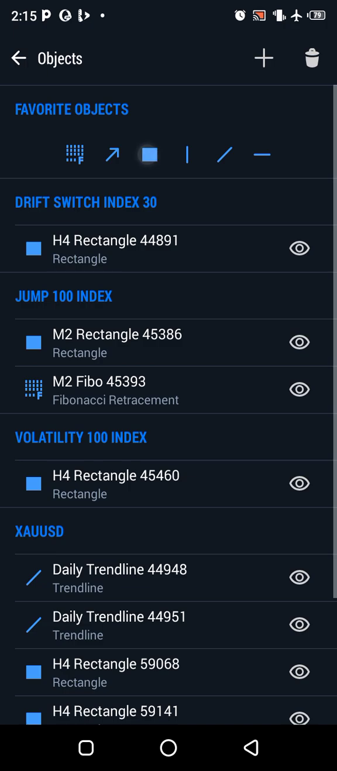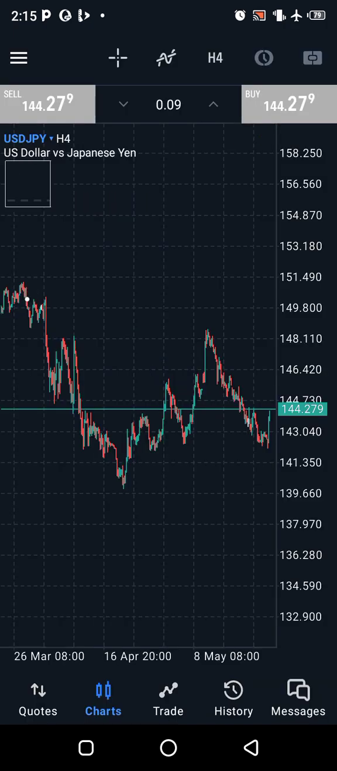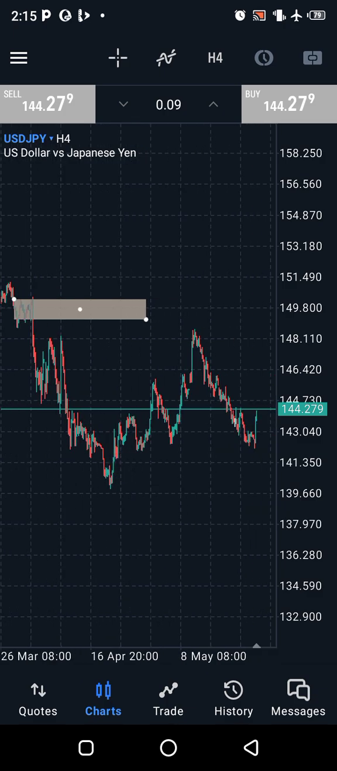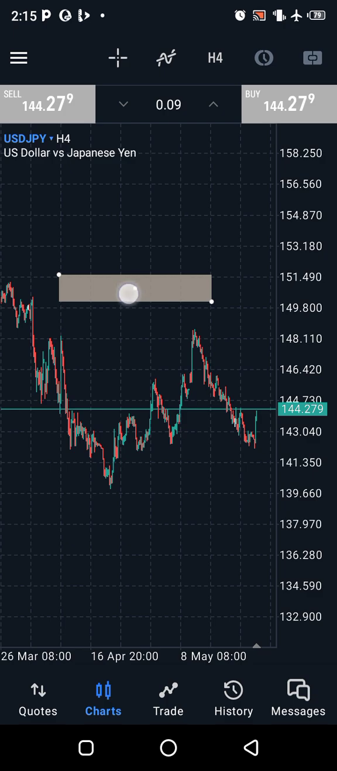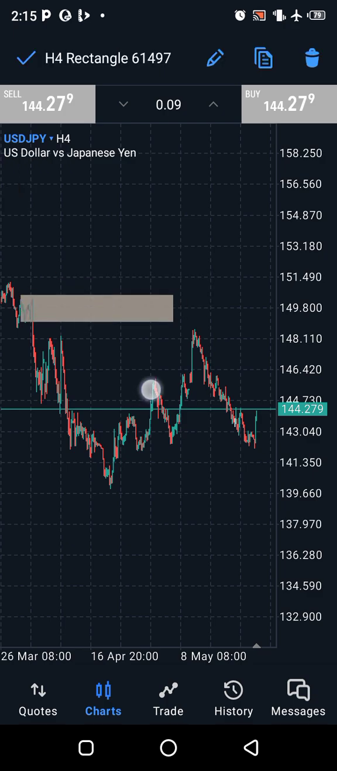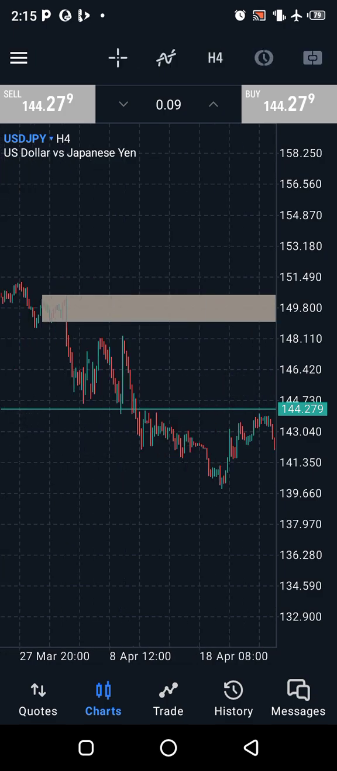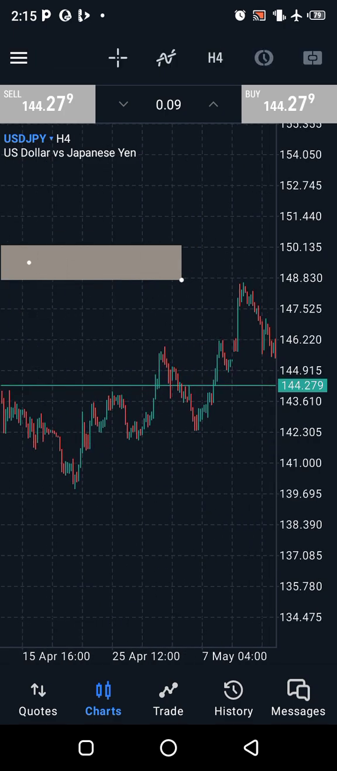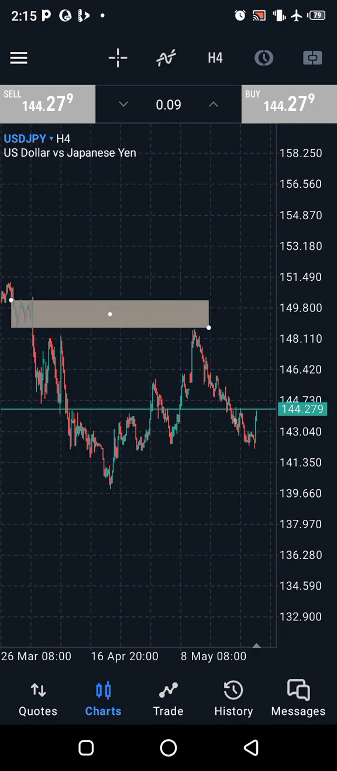Let me show you what I mean. So this is the first area that I will be looking for. I just mark out the whole area. As you can see, I marked out the top and also the bottom of that drop base drop. So I marked out the whole area, and all I'm waiting for is market to come close to that area, then I can take my entries.